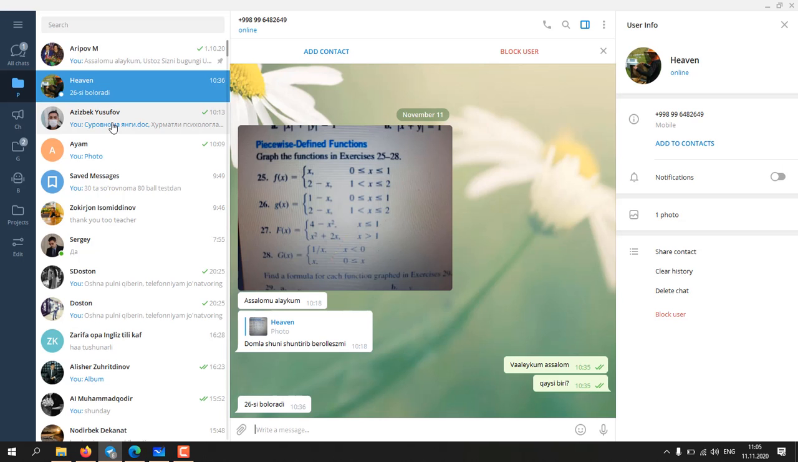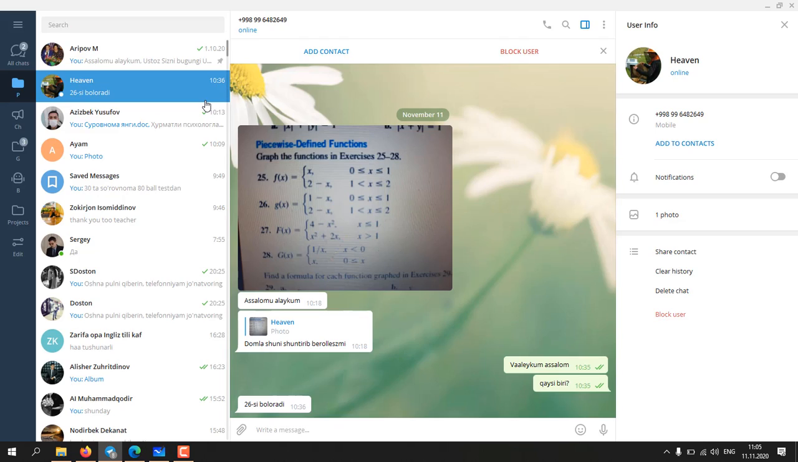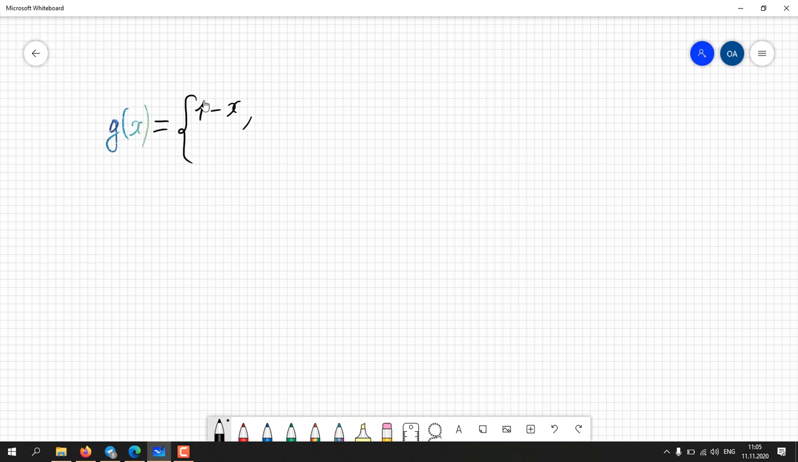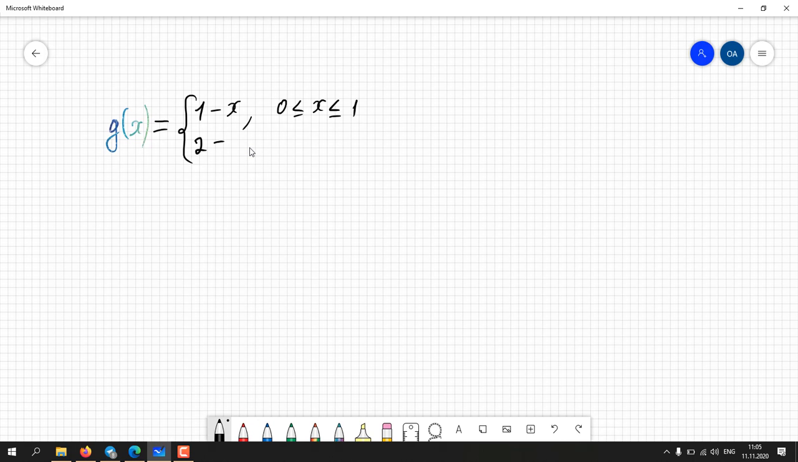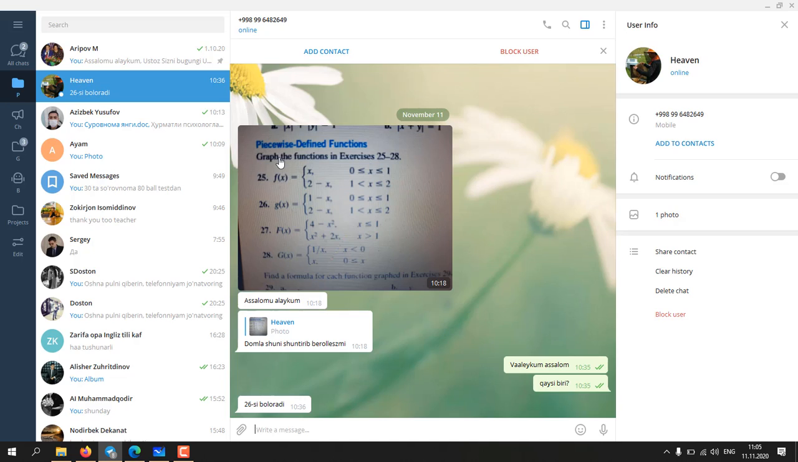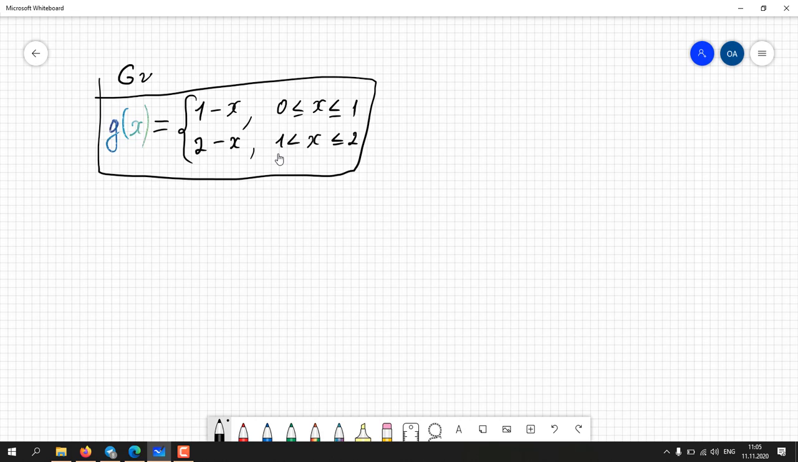So it is g of x, okay, choose the black one, equals 1 minus x, and x varies from 0 till number 1, and the second function is 2 minus x. Here x varies from 1 till number 2. Okay, this is the given exercise.